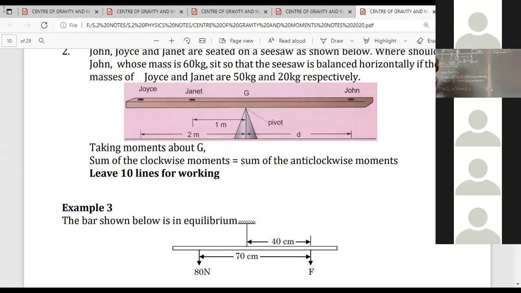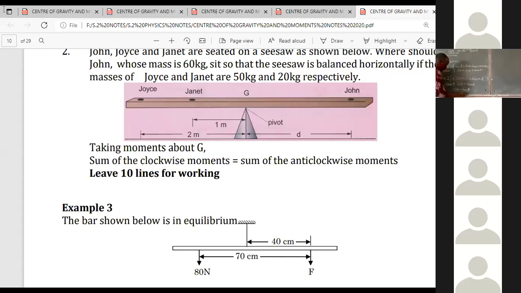600 times D. So this one you get 1,000, plus 200 gives 1,200. 1,200 is equal to 600 D. When you divide this by 600, D is equal to 2 meters.